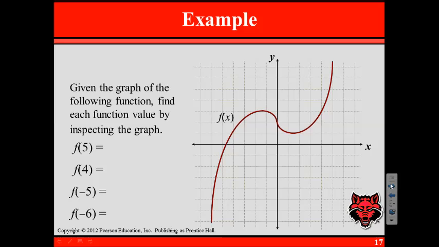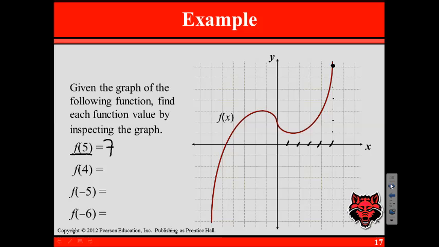We can also find the y values given function notation in the graph. Given the following graph of the function, find each function value by inspecting the graph. Remember, the numbers in parentheses tell us the x value. So we will use that x value and then find the corresponding y value. For instance, with f of 5, we go over on our graph and find 5: 1, 2, 3, 4, 5. And then we go up or down until we find the corresponding y value. If we go up 1, 2, 3, 4, 5, 6, 7, the y value that corresponds to 5 is 7.